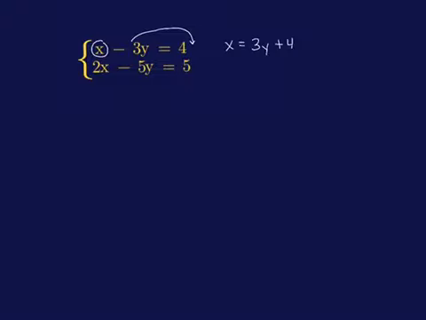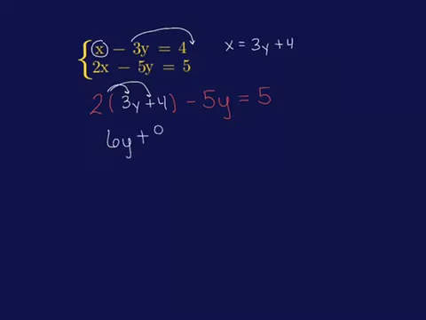So for our second equation, we're still going to have the 2. We're going to replace the x. We're still going to have the minus 5y and equals 5. And then we're just going to replace that x with 3y plus 4. And then we can go ahead and start distributing. So 6y plus 8 minus 5y is equal to 5. When we simplify here, we get y plus 8 is equal to 5.